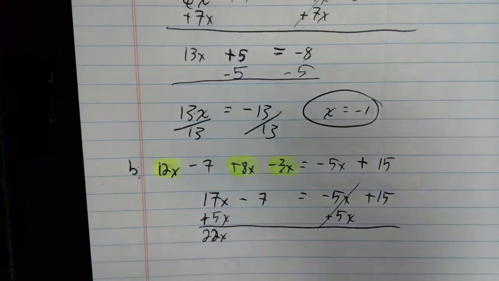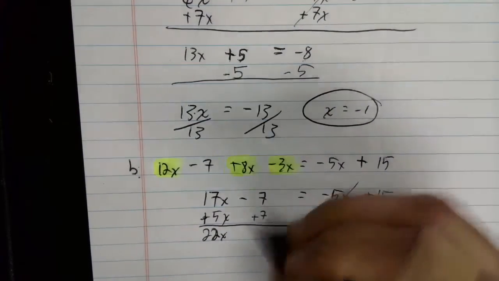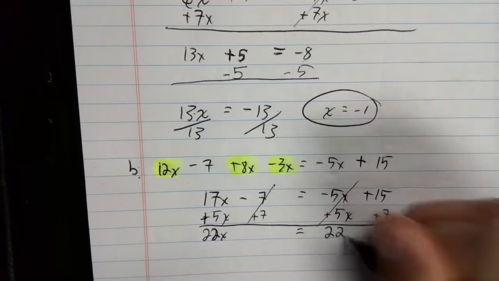I've got to do what? Add 7 on both sides. So it had to be plus 7. So I'll get that cancellation. My equal sign is still there. Do not lose your equal sign.